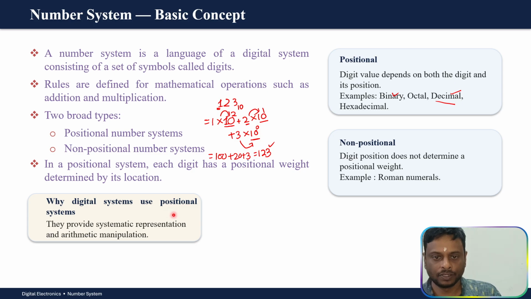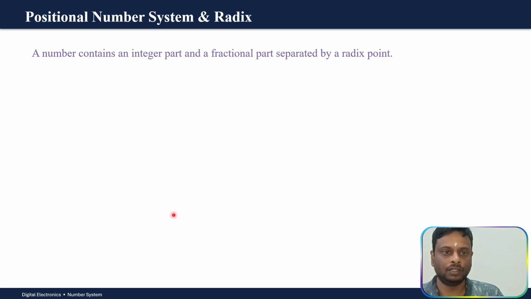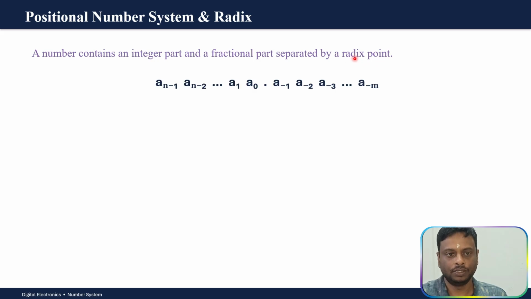Next is the radix. As I have told you, a number contains two parts. One is the integer part, another is the fractional part, separated by a radix point, or base point. You can see this is the number.